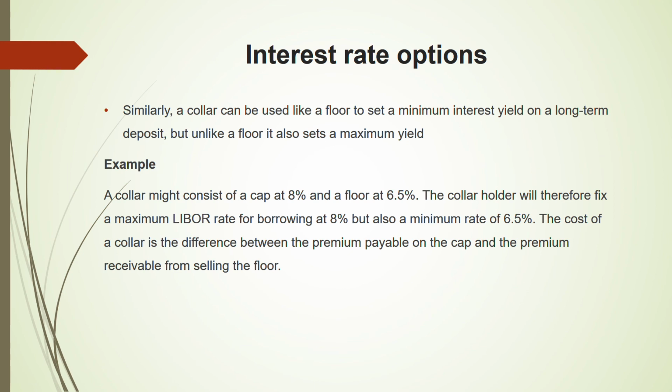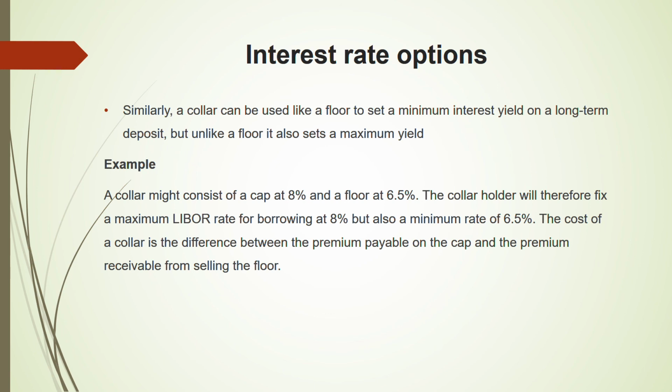So a collar might have a cap of 8% and floor of 6.5%. Don't tell me floor has to be 9%, okay? Obviously floor will be below cap only, right? Your floor cannot be above your ceiling. So cap is like a ceiling only. So 8% and 6.5%. So when you're fixing the rate for borrowing, maximum is 8%, minimum is 6.5%. Okay?